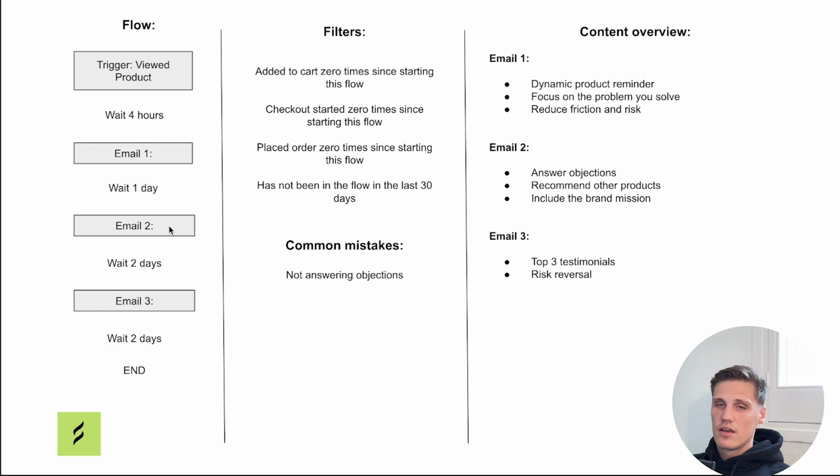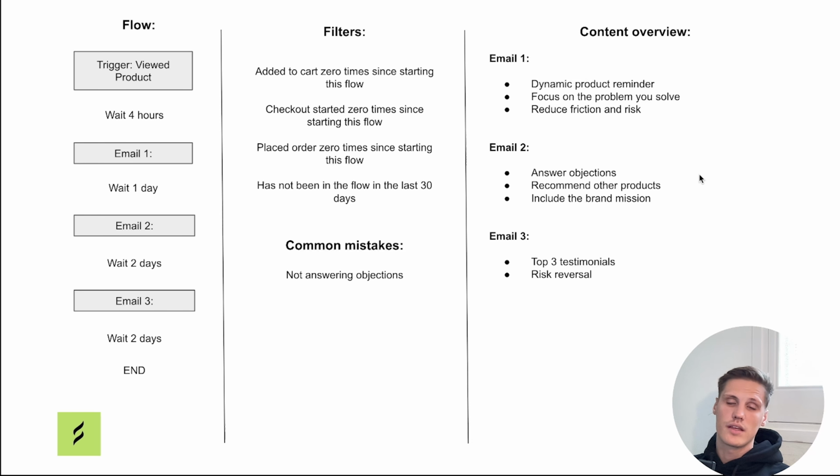Then waiting 1 day, email 2, you're going to be answering objections. As I mentioned, you can see them in your customer support tickets or your ads comment sections. Recommending other products: here is when you want to recommend other products. Like in the cart abandonment flow, I wouldn't do that. But here, browse abandonment, the intent isn't as high. So you can recommend other products and just get them interested again and get them shopping again. You can also include your brand mission.